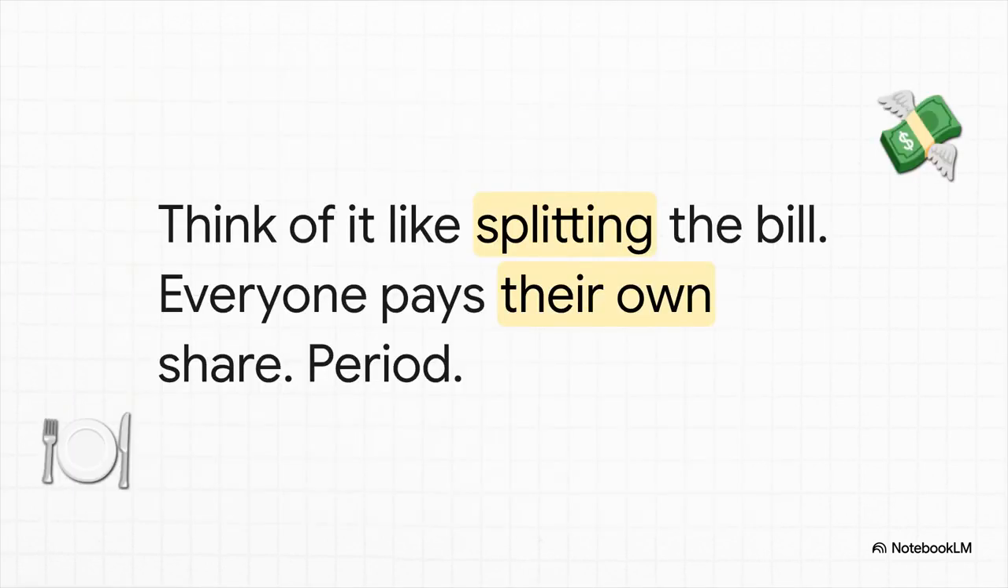Honestly, the easiest way to remember this is to think about splitting the bill when you go out with friends. Everyone chips in for their own order, right? You pay your share, and that's it. You're not expected to cover for your friend who forgot their wallet. That's a joint obligation in a nutshell.